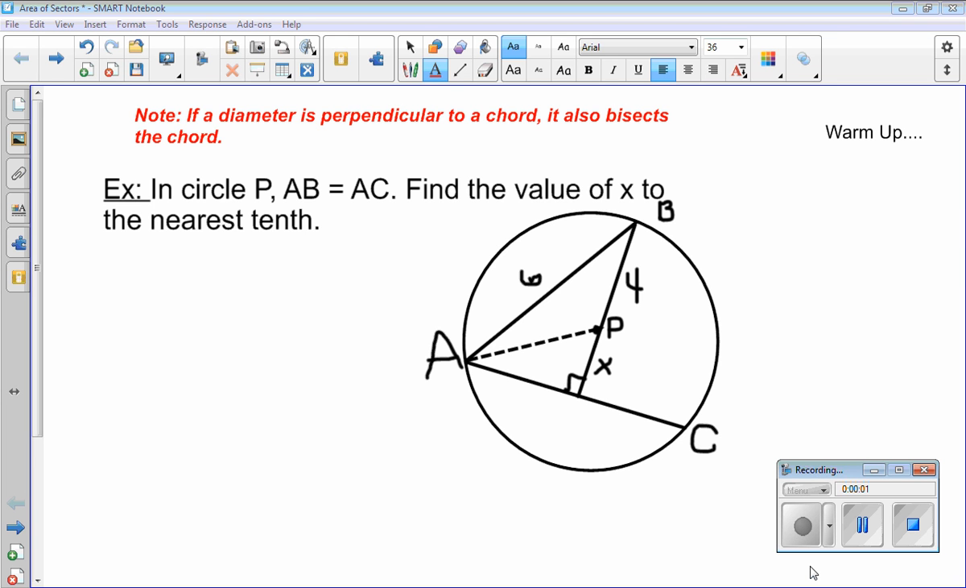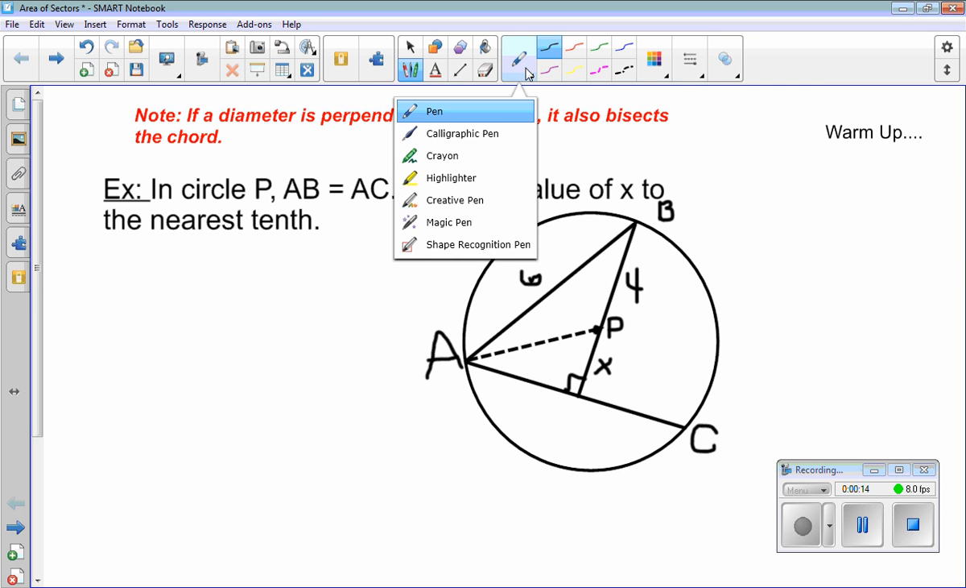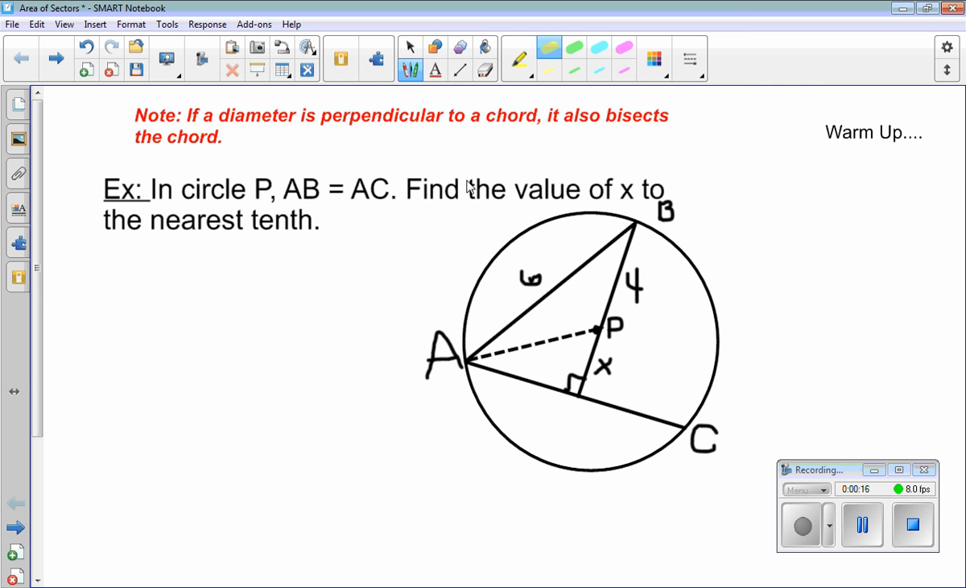This particular question's a little bit different than the ones we've seen before, but similar information. I need to solve for x. X is not a radius, it's not a diameter, it's a part of a radius, and we need to be able to find the length from the center to here.